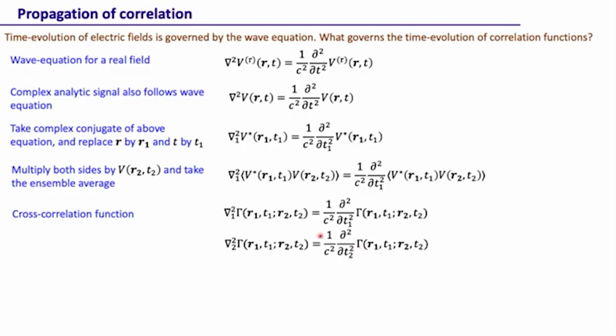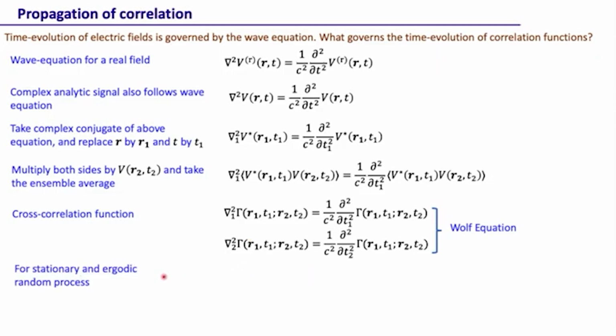So basically the cross correlation function, I mean the field, satisfies one wave equation and the cross correlation function satisfies a set of two wave equations. And these are actually known as Wolf equations. These were derived by Emil Wolf, who was a faculty at the University of Rochester, and in fact he just passed away last year. So these equations are named after him.